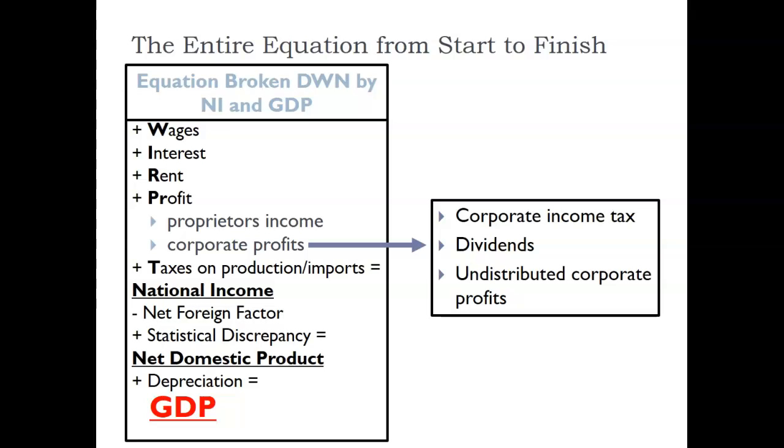So here's the entire equation broken down. We start with wages, interest, rents, proprietor's income, and then corporate profits. Corporate profits is sometimes corporate income tax, dividend on distribution of corporate profits, and then tax on production imports. You do all of this, you get the national income. You then subtract the net foreign factor, add in statistical discrepancy, and get the net domestic product. You add in depreciation, and you get the GDP. So that's the entire equation. I'm going to pause here for a second so you guys can look at that, or just pause the video so you can look at it a little bit more. But that's the entire thing.